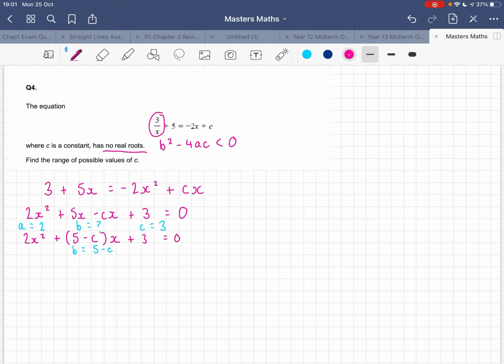I'm going to put that into the discriminant. So A is 2, B is 5 minus C, and C is 3. And I'm going to put that into here.